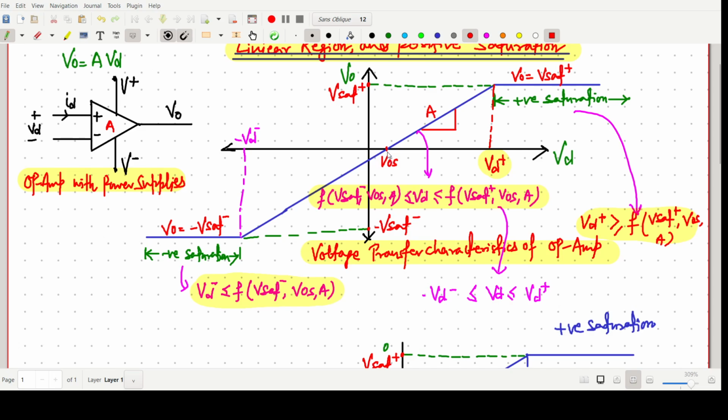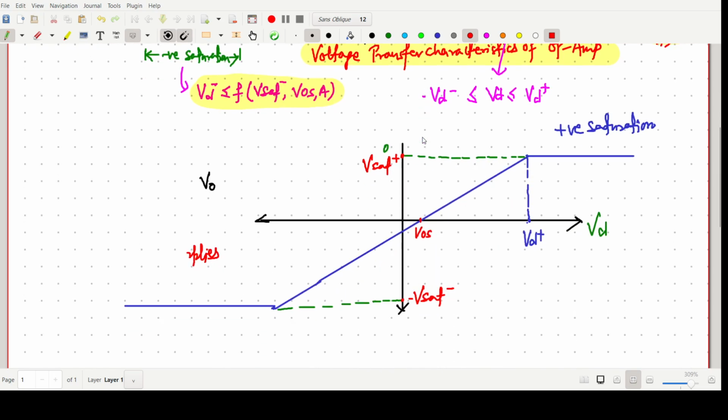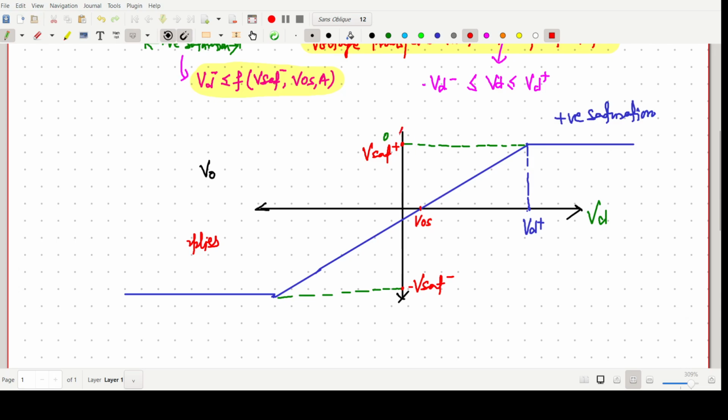There will be a shift due to some offset value, but the slope will always be A, V naught by Vd. So this slope is given. First we have to find out the condition. I am writing this as V naught and this as Vd.